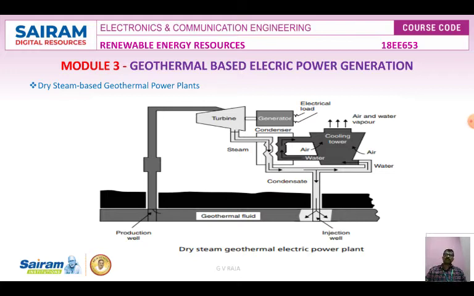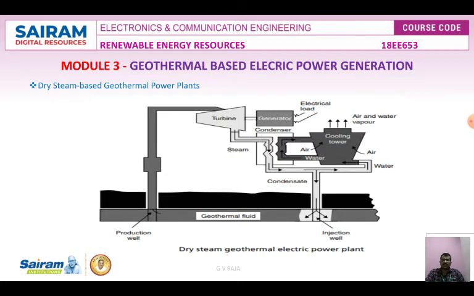Binary cycle based means one kind of fluid is used for the conversion of steam. The heat is applied to the fluid and it is converted into steam, then the steam is given to the turbine to rotate, and the generator is connected, and electricity will be produced. Again that steam is converted into fluid with the help of the condenser. This is nothing but a binary cycle based geothermal electric power plant.